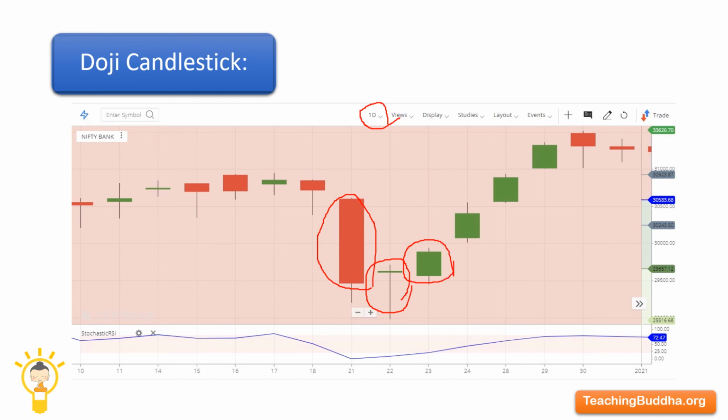You can enter position here. If you enter position here and you exit here or here, anywhere here, you will get around 1% profit in just 1, 2, 3, 4 days. In just 4 or 5 trading days, you are going to get 1% profit, which is a short-term profit. This is short-term trading, not an intraday. 1% profit is a decent amount in a short-term period.